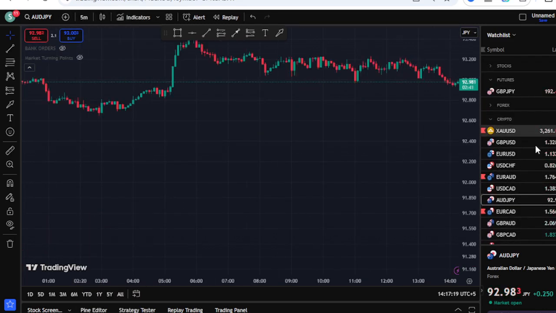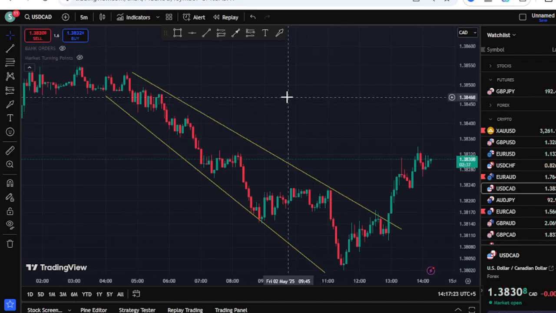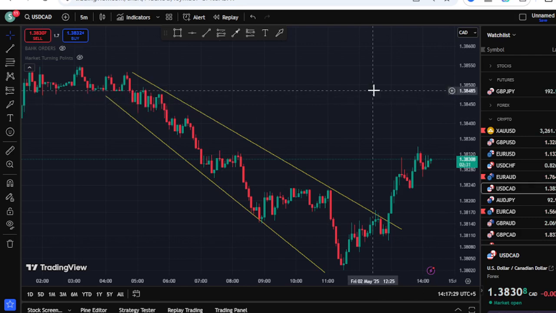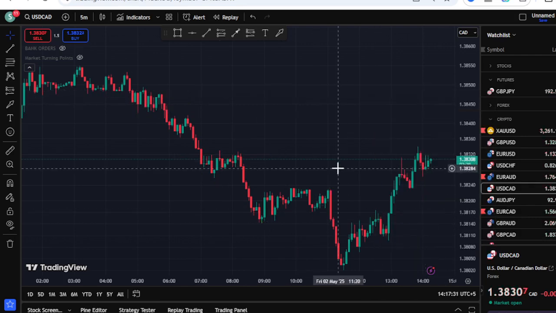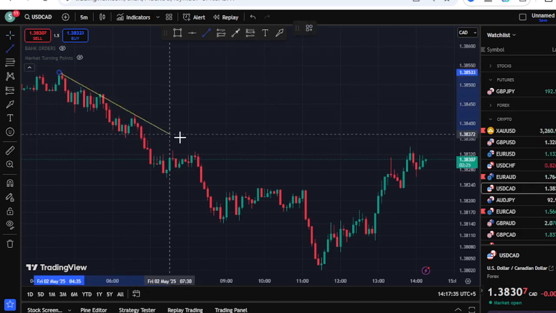So coming back to the chart where we were. Guys, let's talk about the USD CAD right now. Let me remove these lines. First of all, let's talk about the trend. What is the trend right now?